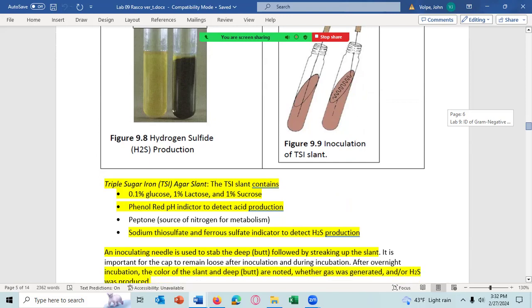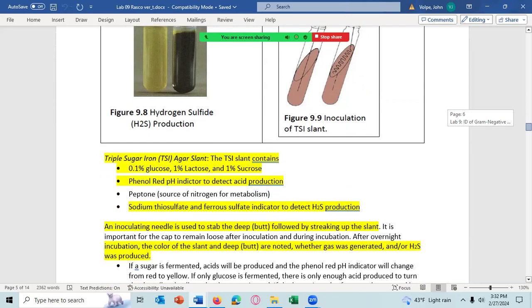All right, let's talk about the triple sugar iron test. The triple sugar iron runs at least 3 tests at one time. These tubes have 0.1% glucose, 1% lactose, 1% sucrose in the tube. So we're looking at fermentation, and it could be of one of these sugars, 2 of the sugars, or all of the sugars.